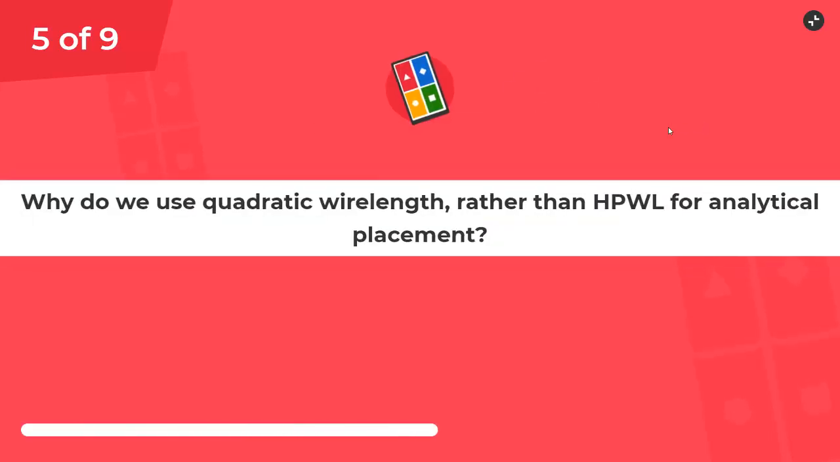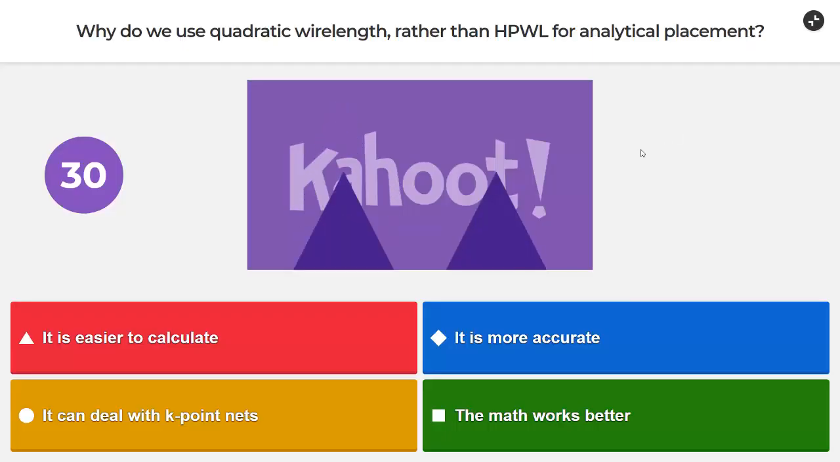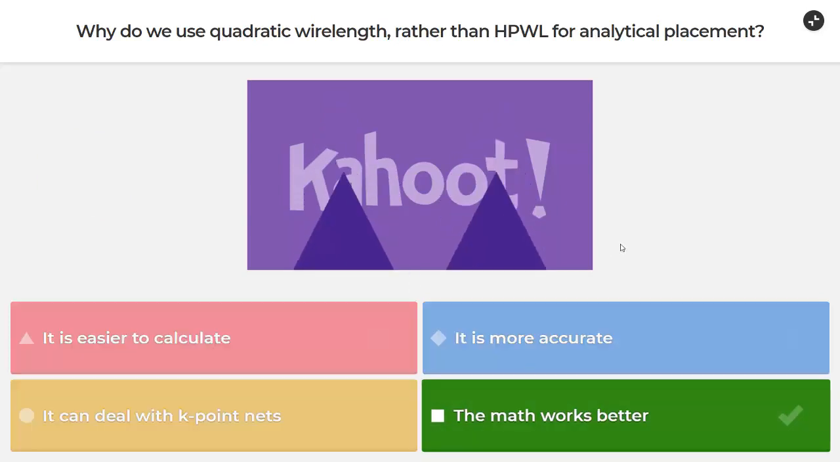Question number 9, why do we use quadratic wire length rather than HPWL for analytic placement? Well, is it because it's easier to calculate? Is it because it's more accurate? Is it because it can deal with k-point nets? Or is it just because the math works better? Well, actually, it's just because the math works better.